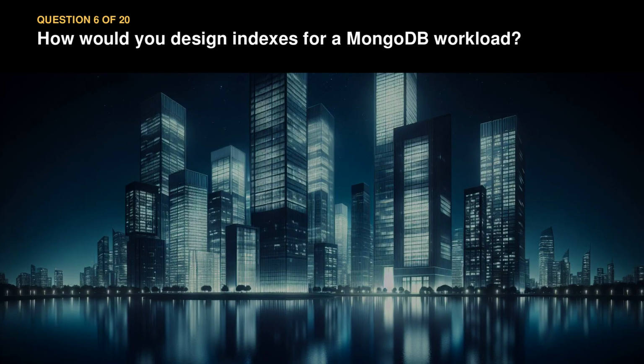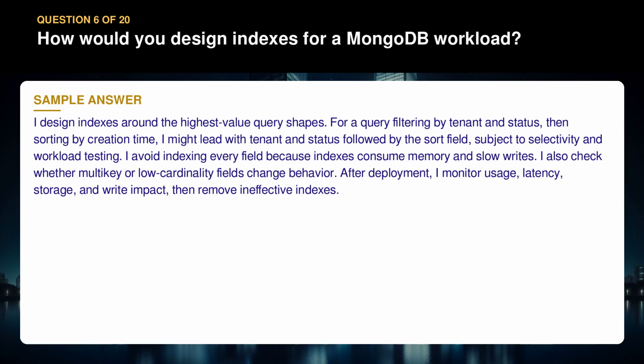Question 6. How would you design indexes for a MongoDB workload? I design indexes around the highest value query shapes. For a query filtering by tenant and status, then sorting by creation time, I might lead with tenant and status followed by the sort field, subject to selectivity and workload testing. I avoid indexing every field because indexes consume memory and slow writes. I also check whether multi-key or low cardinality fields change behavior. After deployment, I monitor usage, latency, storage, and write impact, then remove ineffective indexes.